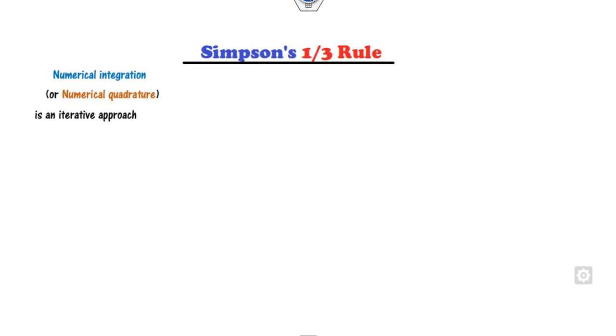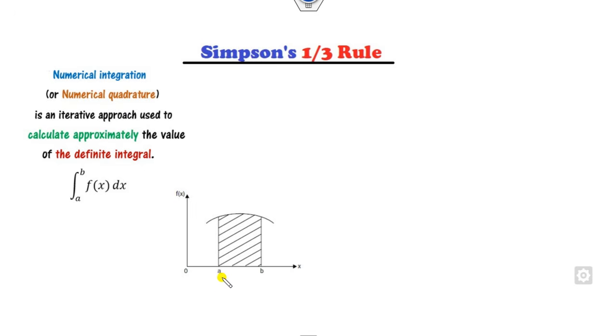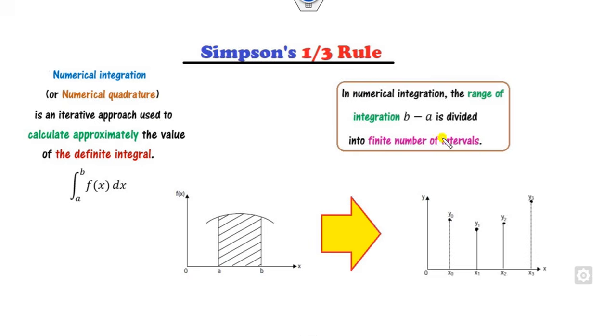So the Simpson one-third rule is, first of all, a numerical integration method, and it is used for finding the integration of f(x) over the domain [a, b]. Since we are using approximate values with the Simpson one-third rule, what is the principle of this rule? We can discretize the domain a to b into a finite number of intervals like x0, x1, x2 and so on.